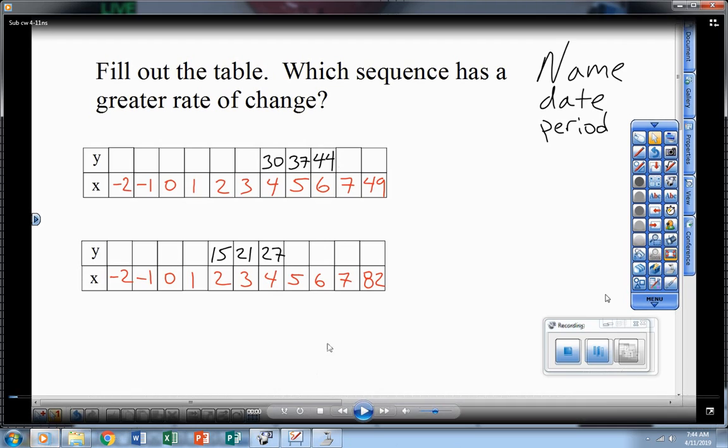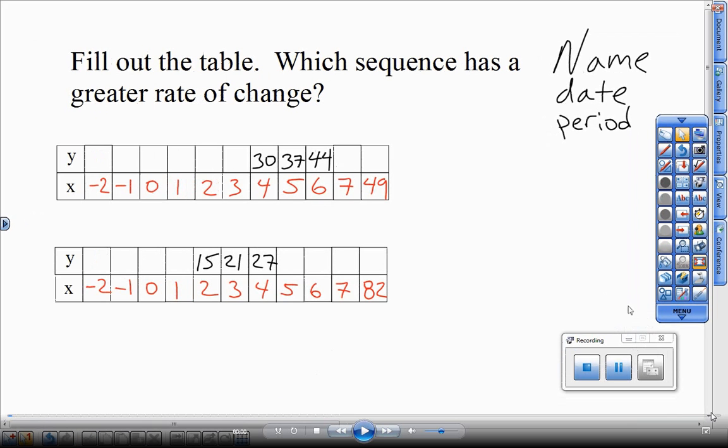So for each problem, I'd like you to write all the work if you could. And then again, go at your own pace and watch this later if you really want to make sure you know this stuff really well. All right, for this first one, I'm giving you the numbers 30, 37, 44, 15, 21, 27. I'd like you to fill in all these numbers in the X column, which would technically be your terms. Remember to find how much each is going up.